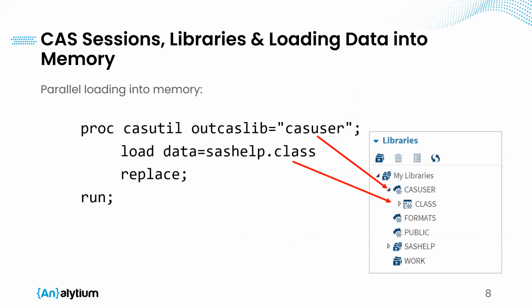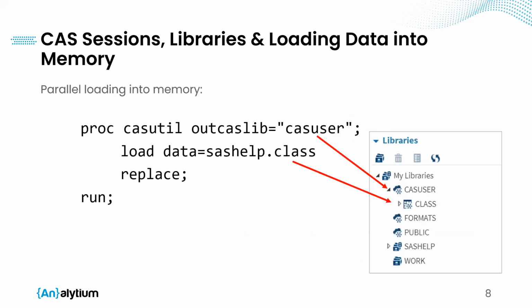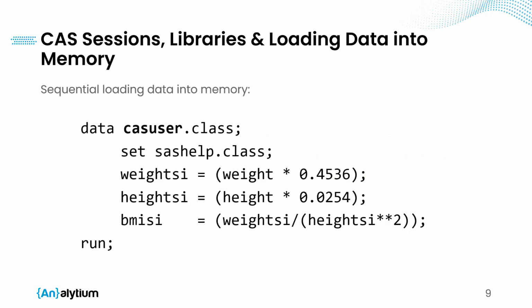Once you've got a CAS session and CAS libraries set up, you need to load some data. There are a few ways to do it, but for SAS datasets, the most efficient way is to use the load data statement in the PROC CASUTIL procedure. This allows parallel loading of a SAS dataset into a CAS library. You also have the replace keyword, which allows you to overwrite an existing CAS table. And you can see there that under the CAS user, you have slightly different icons for the files, which we'll come to in a second.